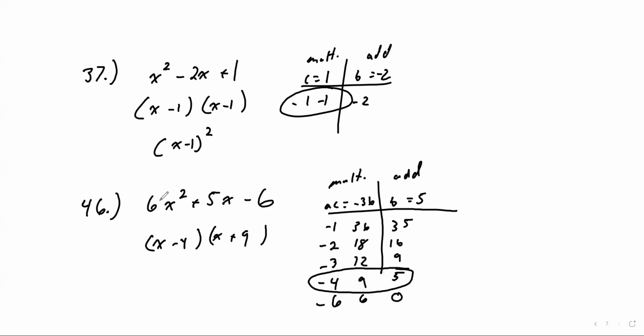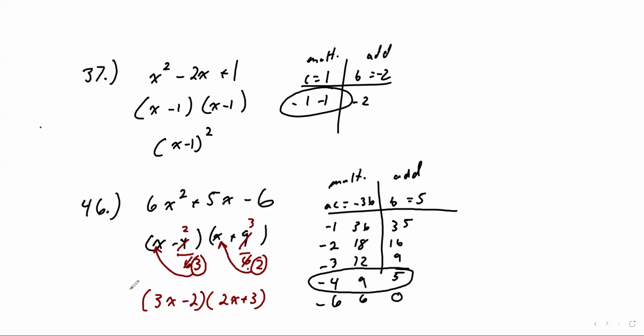So because the leading coefficient of A is 6, the only thing you have to do to finish off your work is divide both of these factors by that A and simplify. So 4/6 simplifies to 2/3, and then 9/6 simplifies to 3/2. So all you're going to do now is take the denominator that's left, and it becomes your leading coefficient. So therefore, your final answer would be 3x minus 2, and this would be 2x plus 3.